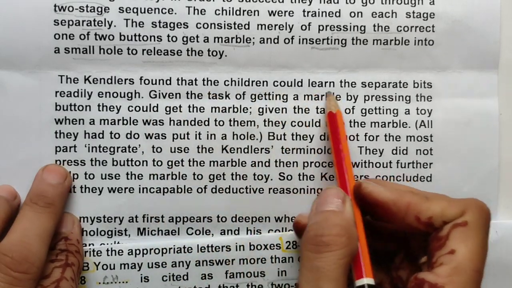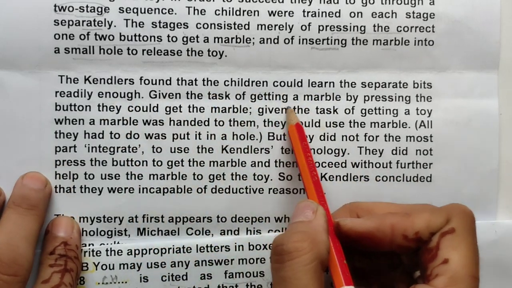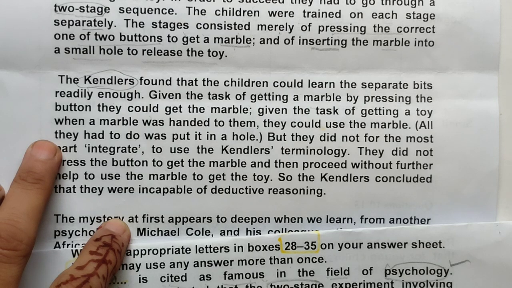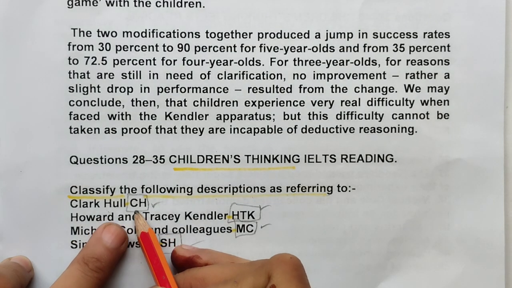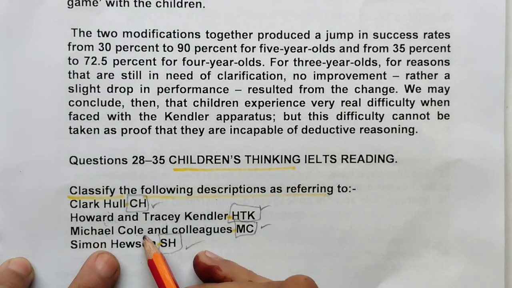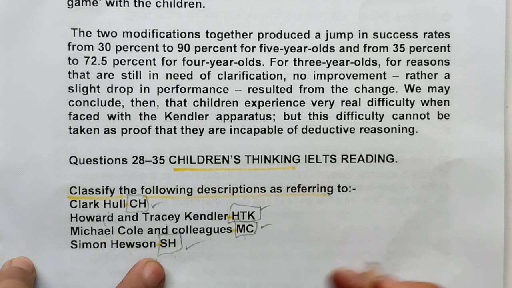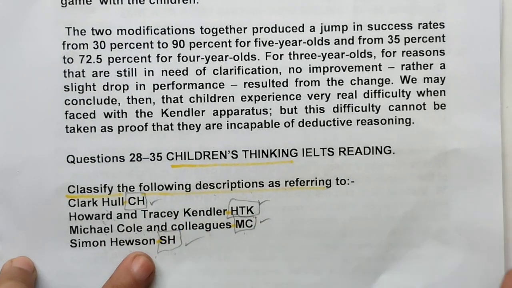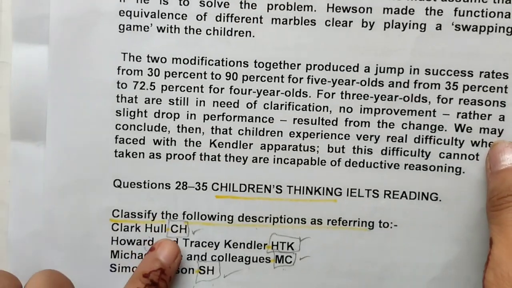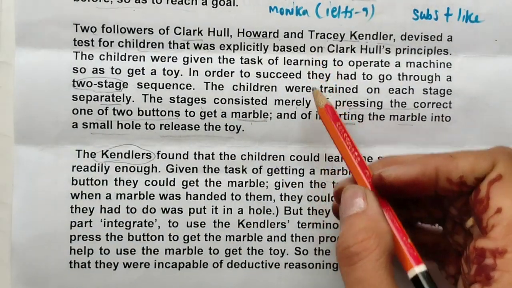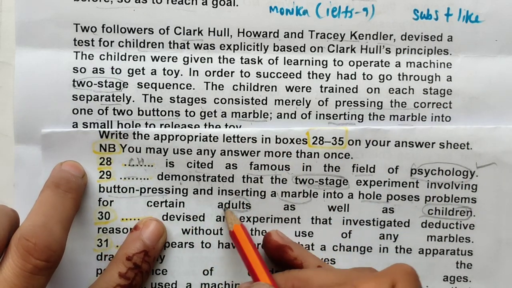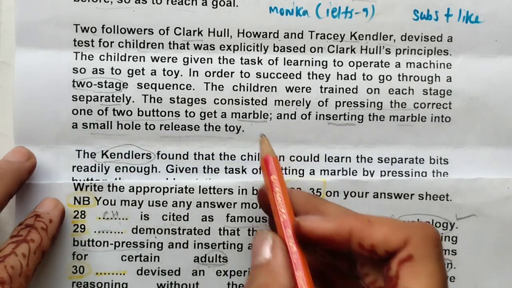Candlers found that children could learn the separate bits given the task of getting a marble by pressing a button. Candlers alone is there. Let's check it first. So CH we have done. Howard and Tracy Candler, HTK, and Michael Cole and colleagues, MC, and Simon. Okay, CH, HTK and MC. So we were finding here Howard and Tracy. Here it was given, but we couldn't find this because the word adults is not there. Everything they have given, but adults as well as children is not there.